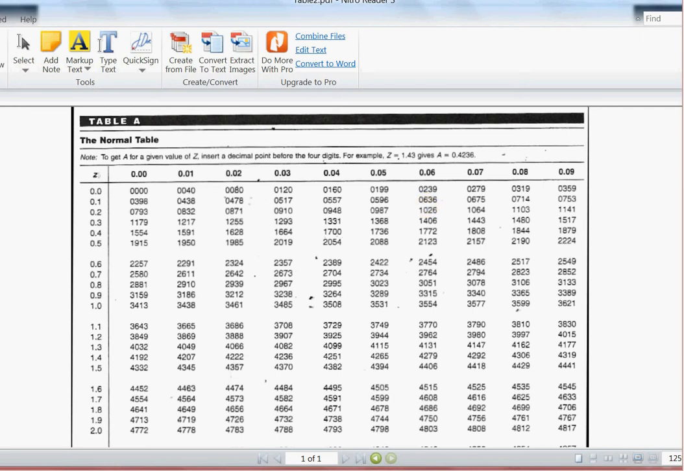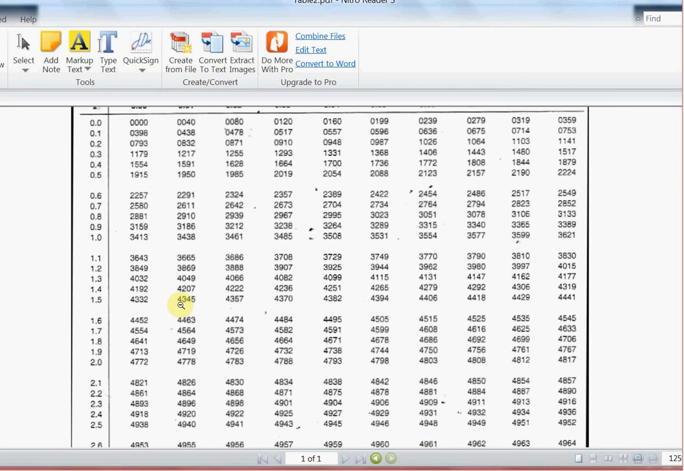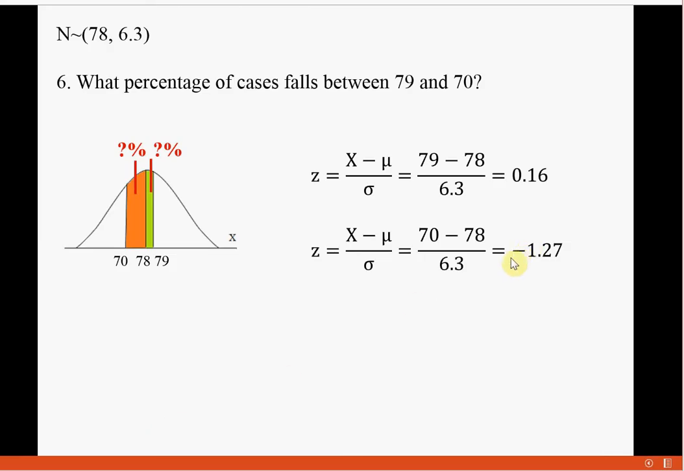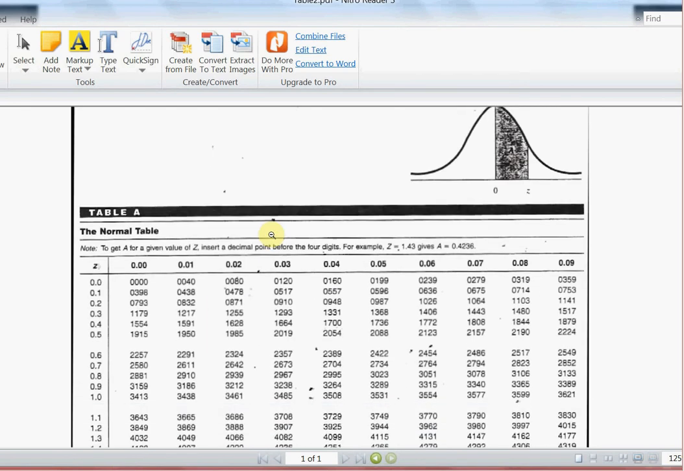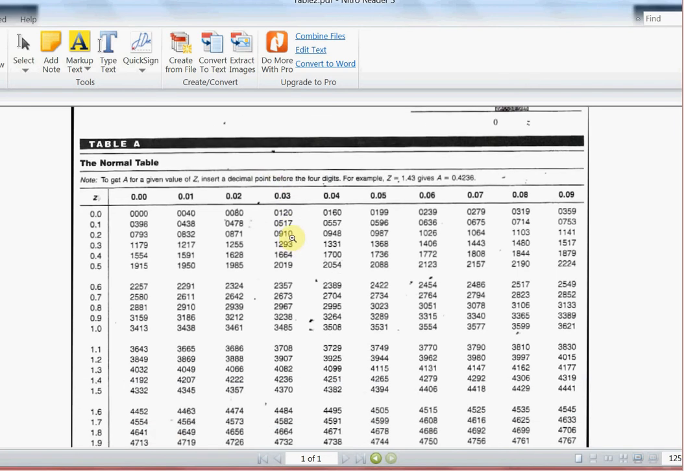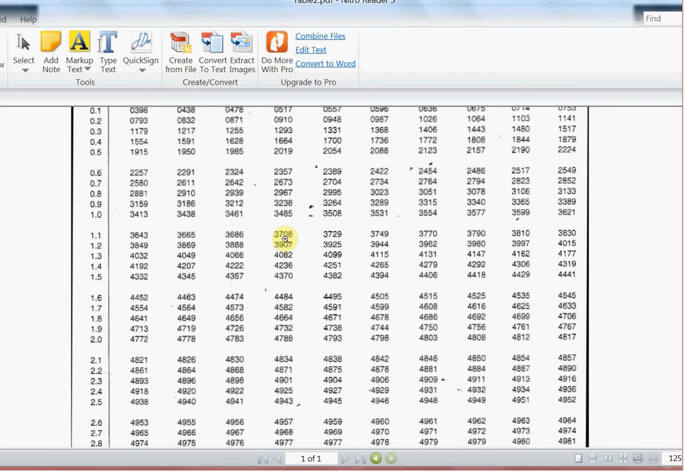0.636. Okay, and for negative 1.27, we don't have a negative number on this normal table. The normal table only shows the positive half of the distribution, but we know that a normal distribution is symmetrical. To find the value that corresponds to the negative half, you just use the positive half here. So for the z-score negative 1.27, let's use positive 1.27.